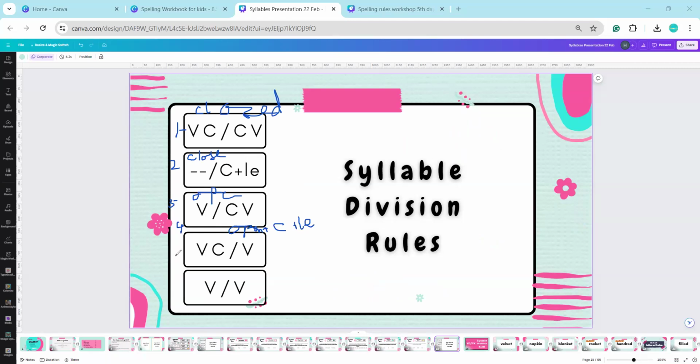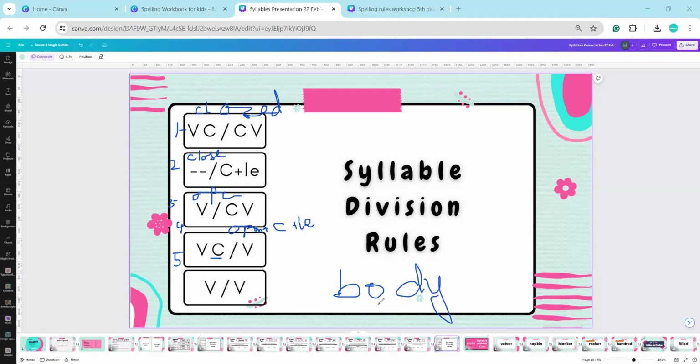After this, we have VCV pattern. This is number 5. We have a closed first syllable and then we have a vowel. Now here what is the tricky thing? We have only one consonant between two vowels. For example, let's take the very controversial word body.